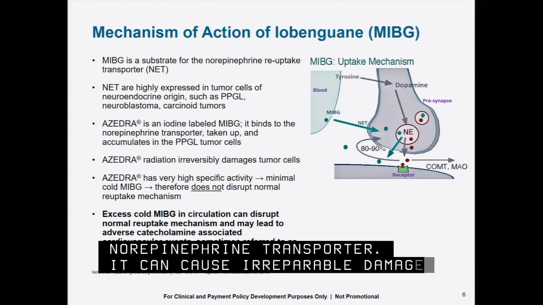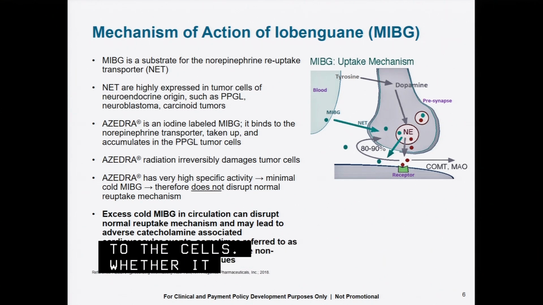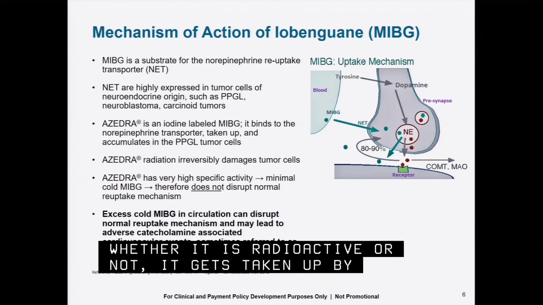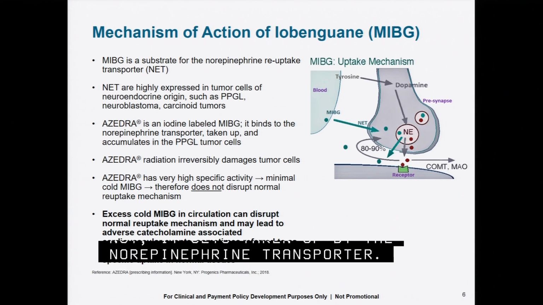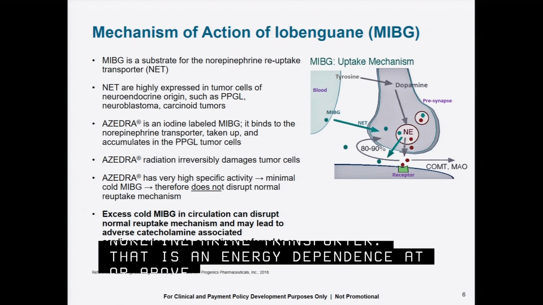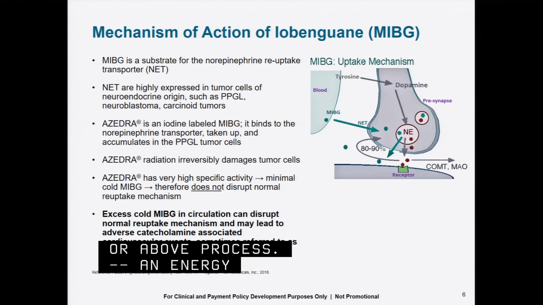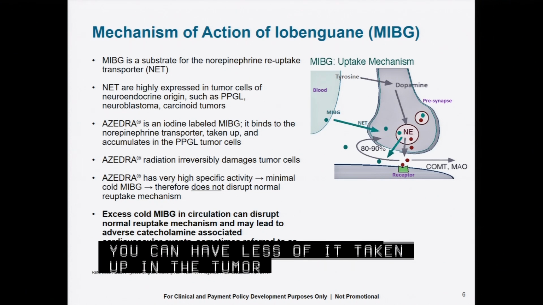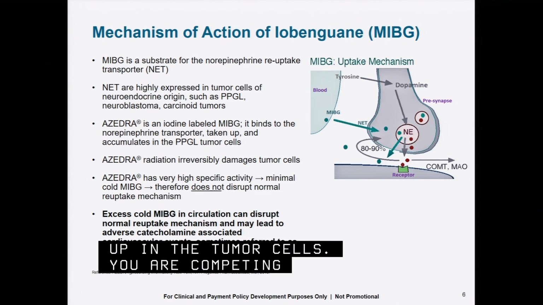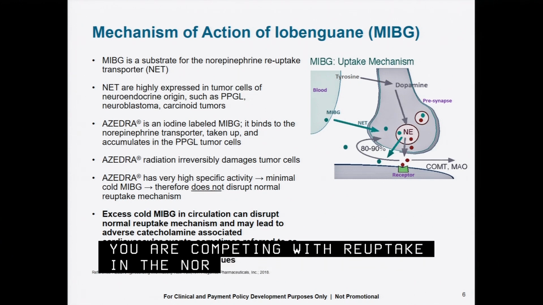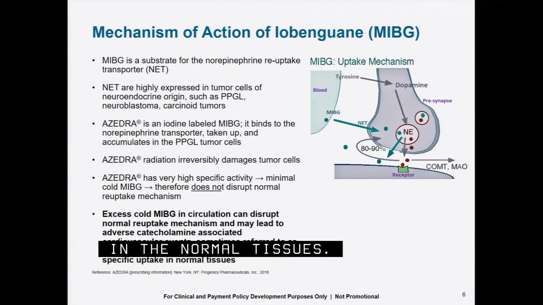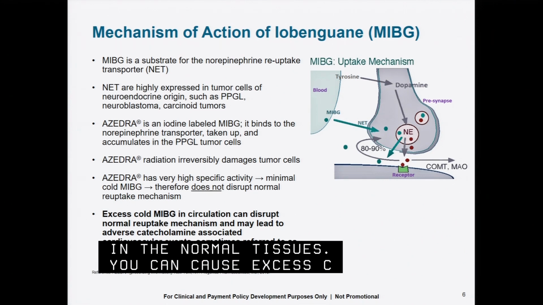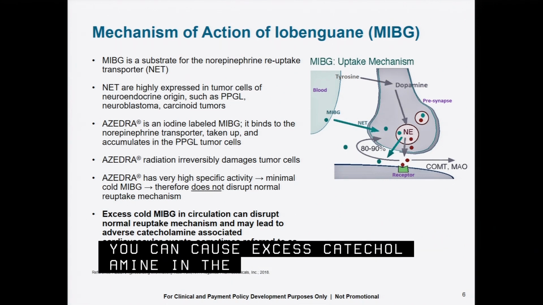Whether it's radioactive or not, it gets taken up by this norepinephrine transporter, and that is an energy-dependent saturable process. And so if you give an excess amount of unlabeled non-radioactive MIBG, you're actually competing with the radioactive drug, so you can have less of it taken up in the tumor cells. You're also competing for catecholamine reuptake in normal tissues, where you can then cause excess levels of catecholamines during the infusion, leading to chemical toxicity, largely cardiovascular events such as hypertensive crisis that can be life-threatening in many cases.